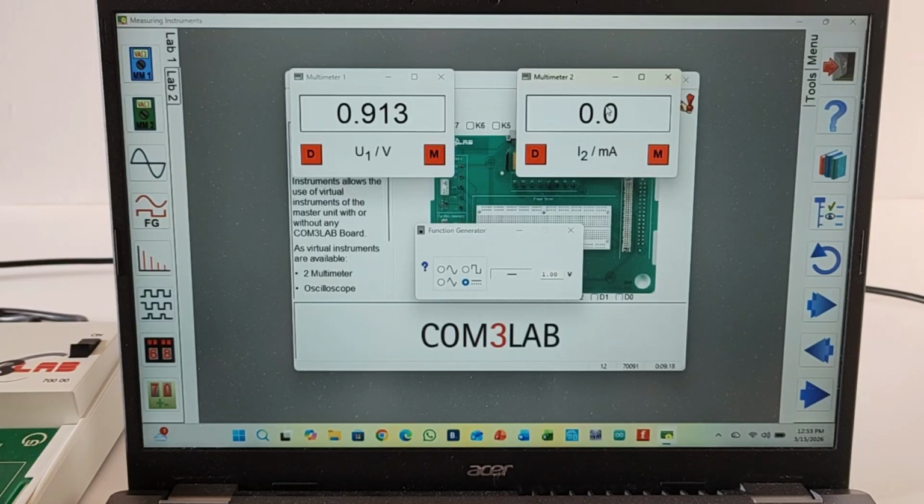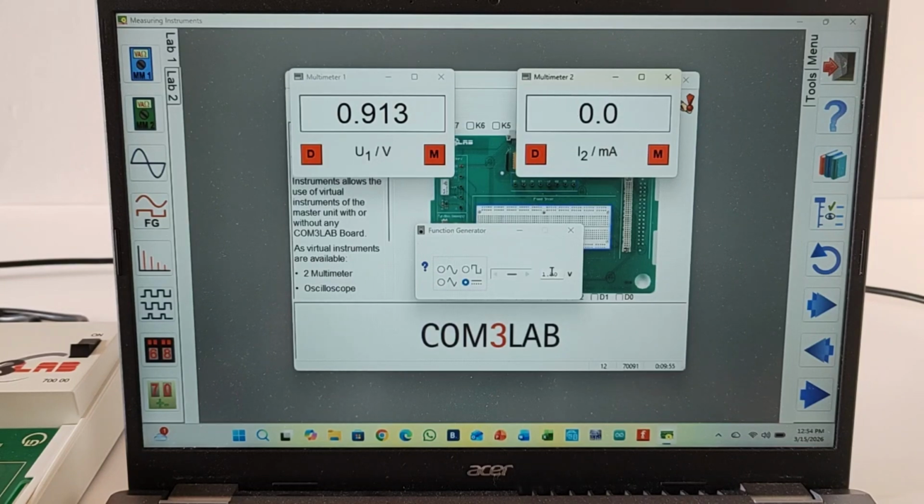Remember that our diode is in reverse bias, and the voltage across the diode, as you see here, 0.913, is less than the reverse breakdown voltage, which you saw earlier, around 3.1 volts. If the voltage across the diode is less than 3.1 volts for the diode we're using, the diode is in reverse bias, and in that case, the current flowing through it would be very small. Maybe this will be most probably in nanoamperes. That's why multimeter 2 right now cannot display the value.